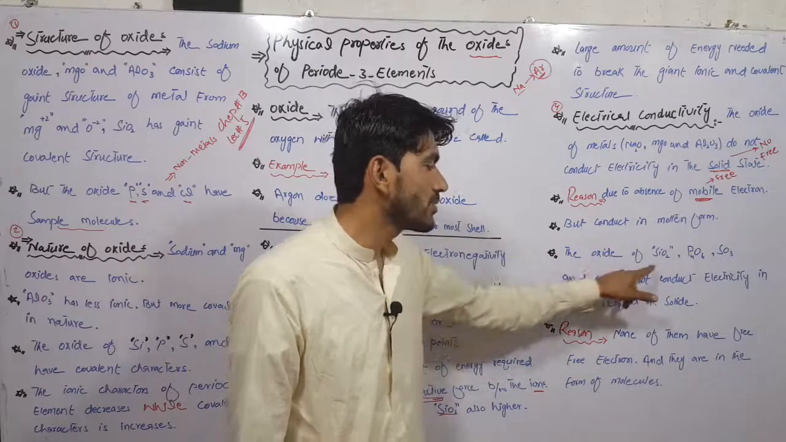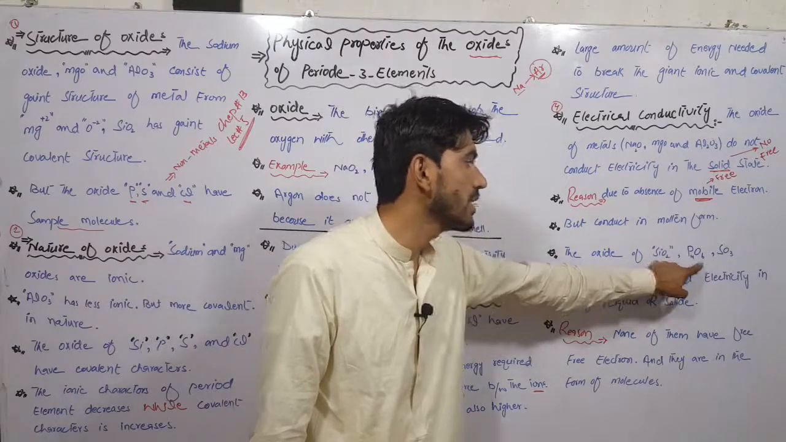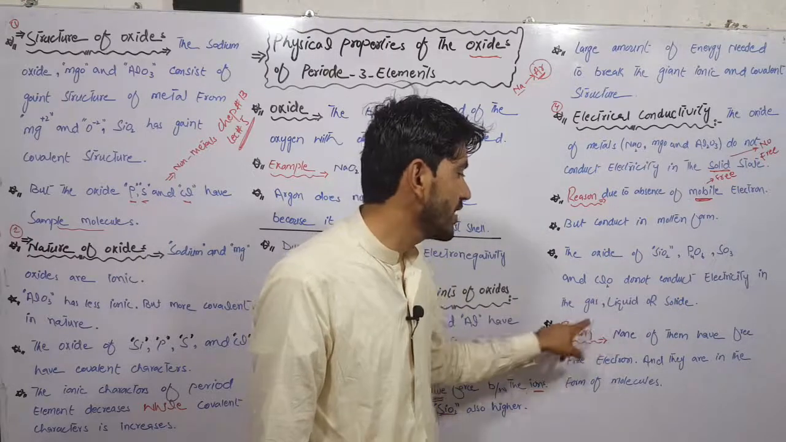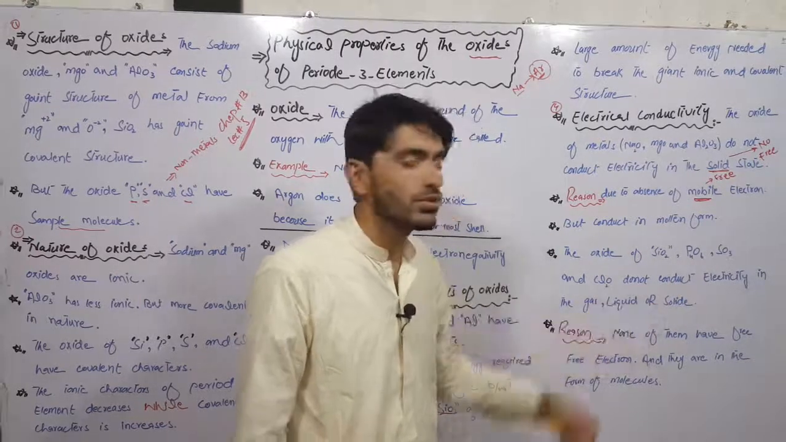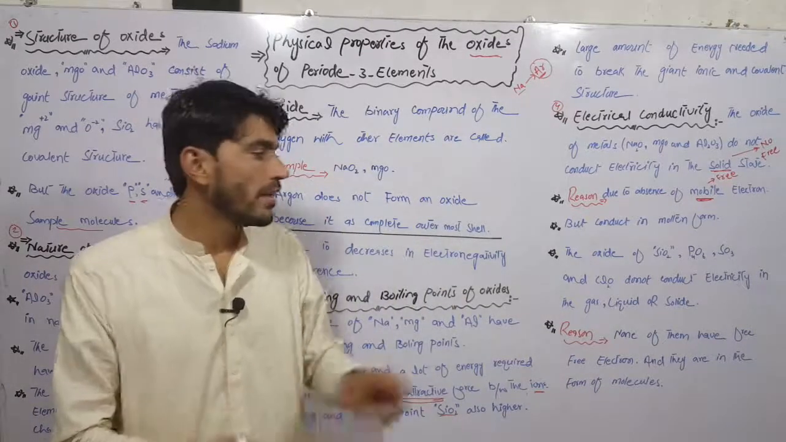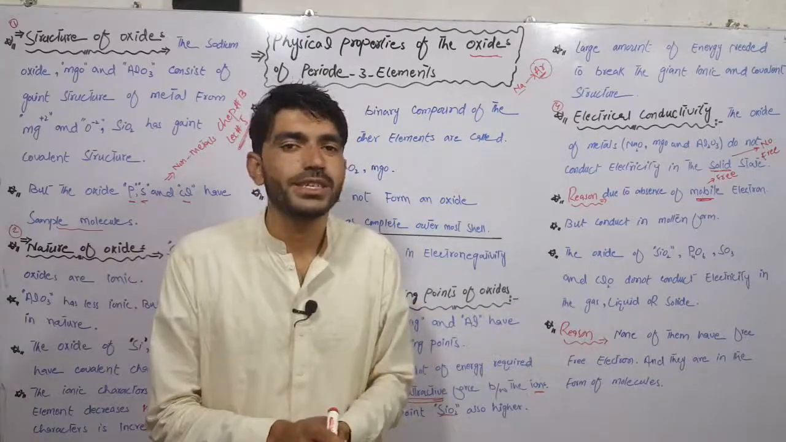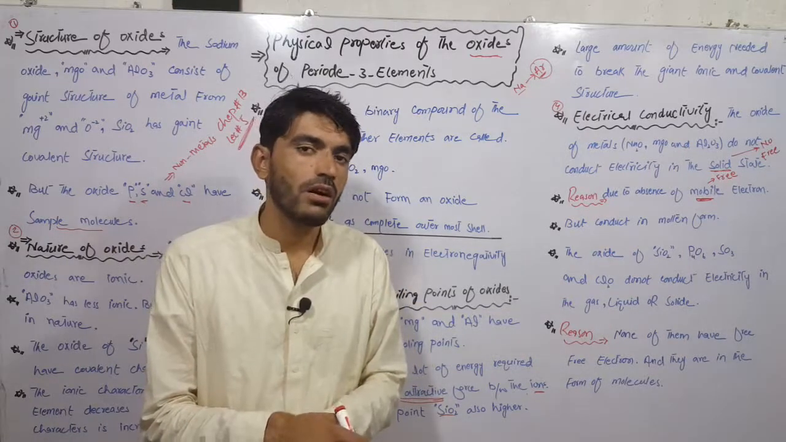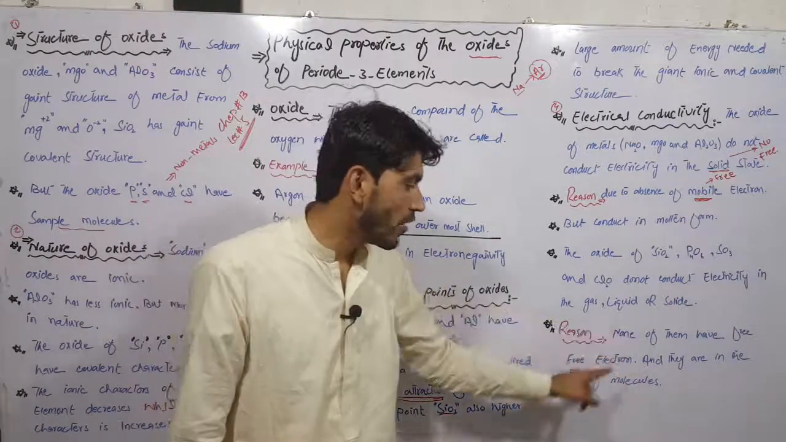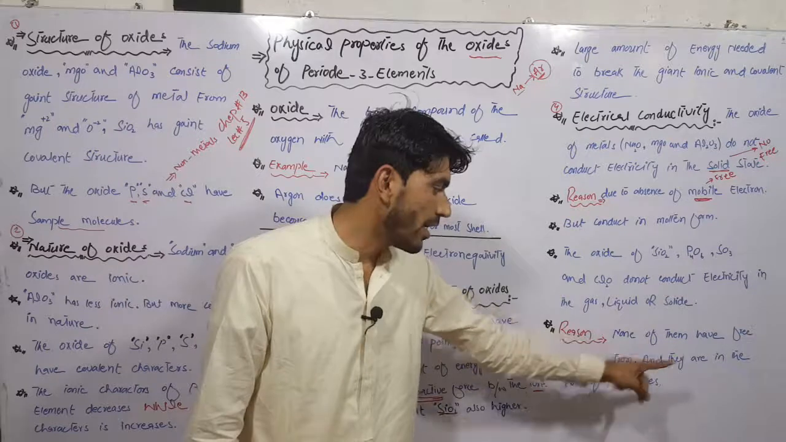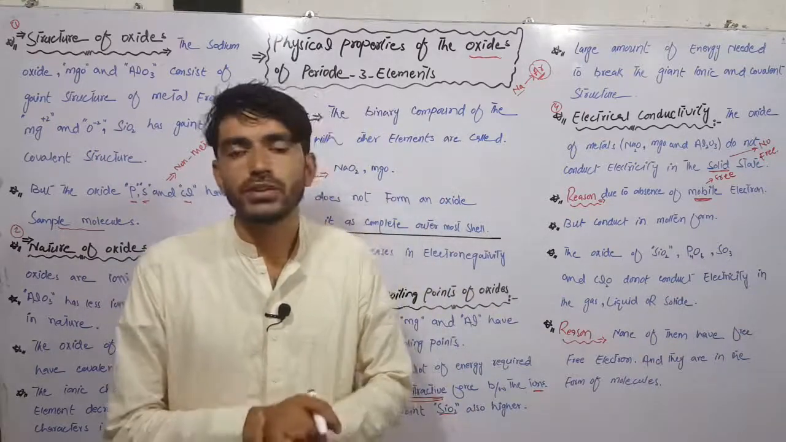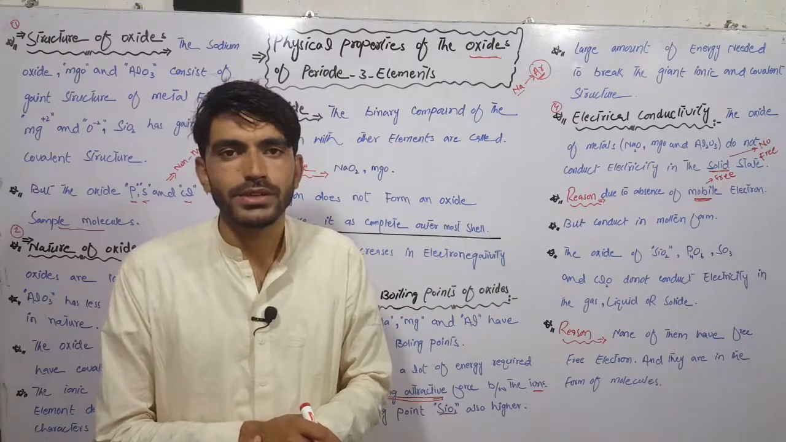Next point, the oxides of silicon, phosphorus, sulfur and chlorine do not conduct electricity in gas, liquid or solid form because they don't have free electrons. Reason: none of them have free electrons and they are in the form of molecules. Whenever they are in the form of molecules, they don't have free electrons to conduct electricity.